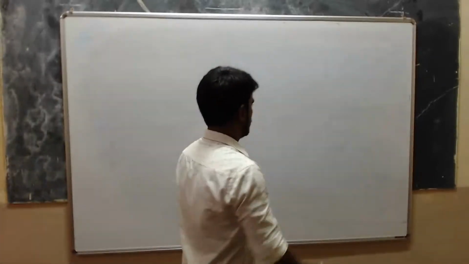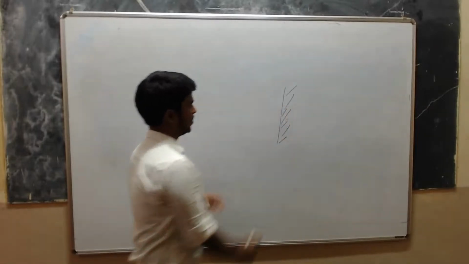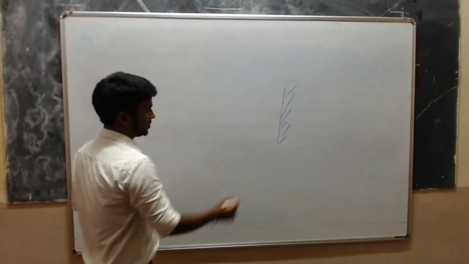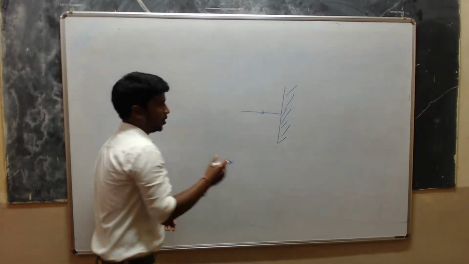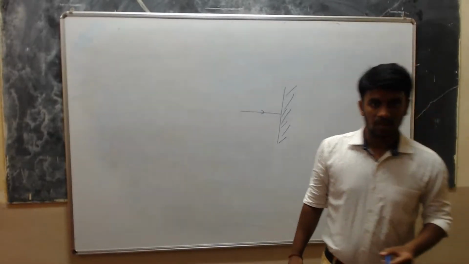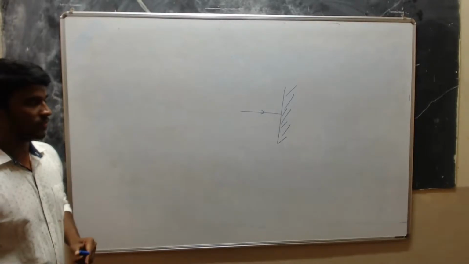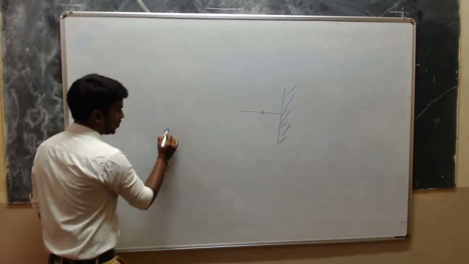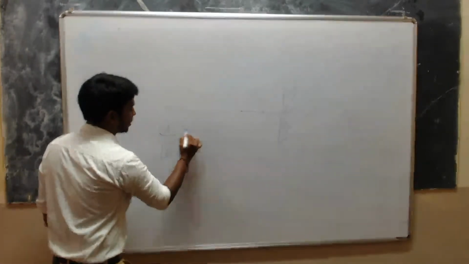Now I'll ask one question. Just imagine this is a reflecting surface, a plane mirror. Now I am passing a ray of light perpendicular to the reflecting surface. Here, what is the angle of incidence and what is the angle of reflection?